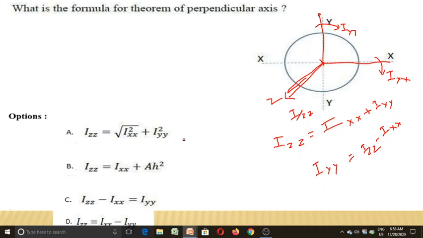The first option is not a correct option, and the second option is the parallel axis theorem, it is not the right answer. But see, the third option is izz minus ixx is equal to iyy. So the same answer we got here. So the formula for the perpendicular axis theorem is option C, which is the correct answer for this question.